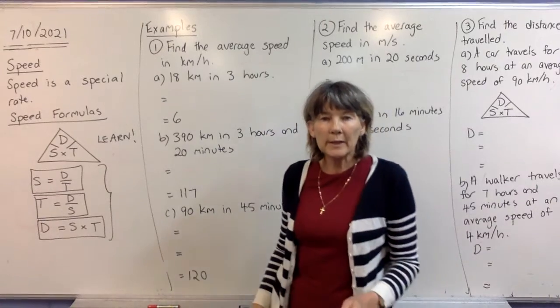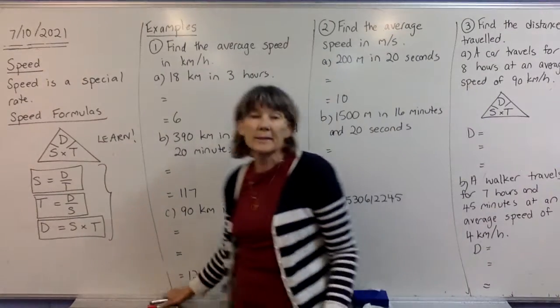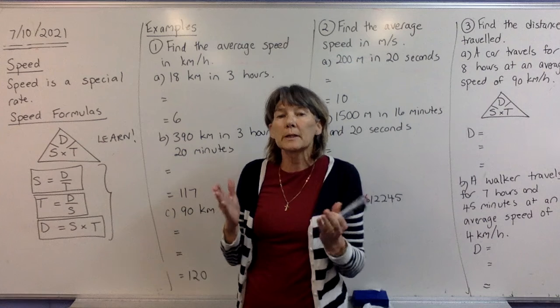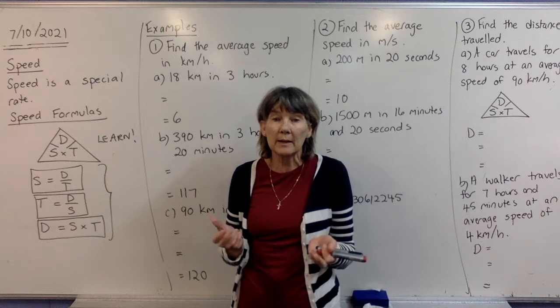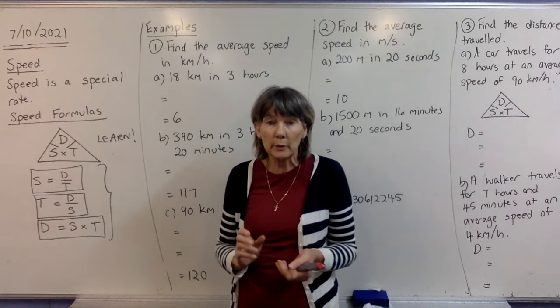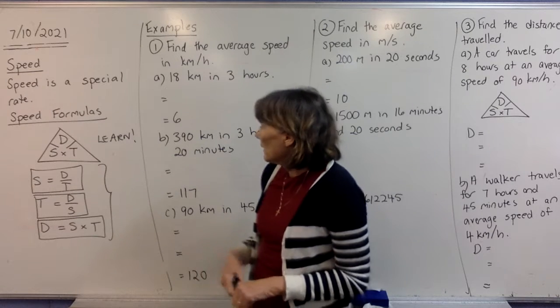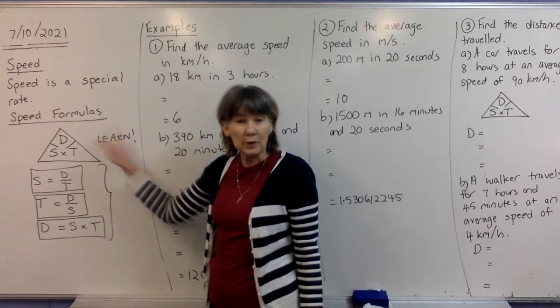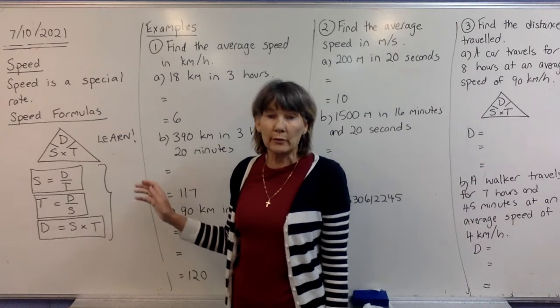Alright, so today we're doing speed. Now speed is a special rate. If you think of a car travelling at 60 kilometres per hour, "per" tells you that we're dealing with a rate. Now I'm going to show you a diagram here where we can get three formulas.